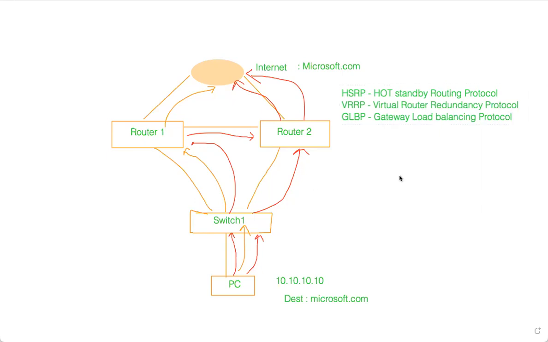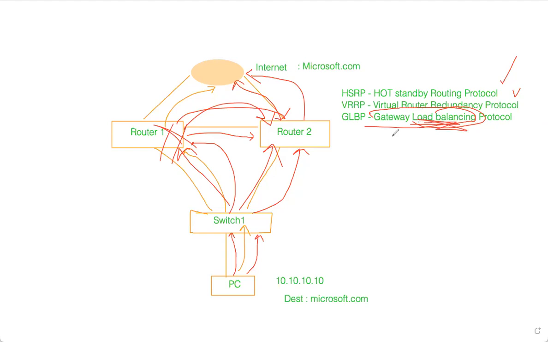Okay, so if you closely look at the names, hot standby means if this one goes down, this is the standby. Next is virtual router redundancy, meaning if this one goes down, this one is. Next one is gateway load balancing. This is a little different from these two because it is load balancing, meaning it is sending the traffic onto this one, and it is also sending traffic to this one. It is using both the paths at the same time. That is why it's called a load balancing protocol. It is balancing the load on both sides. So the names themselves explain a lot about these protocols.